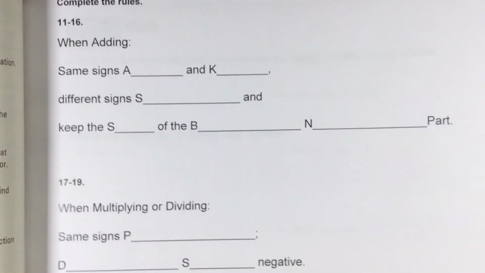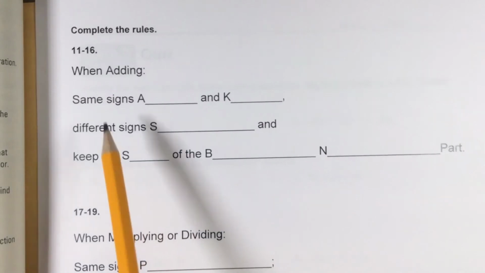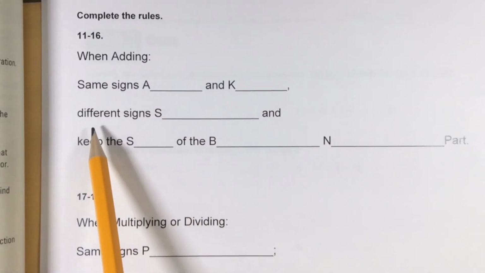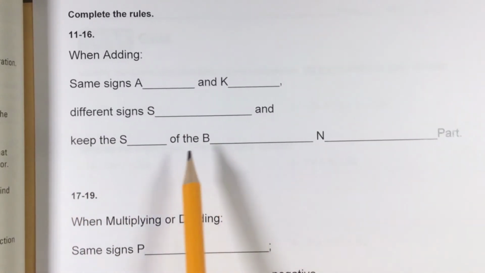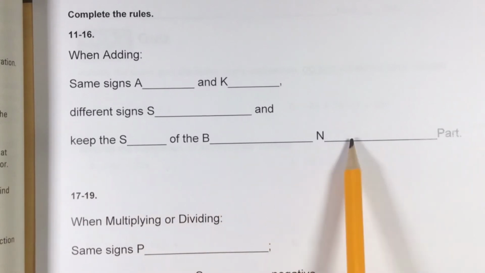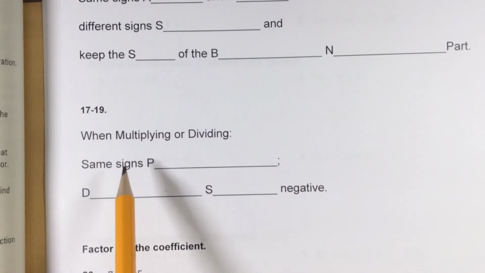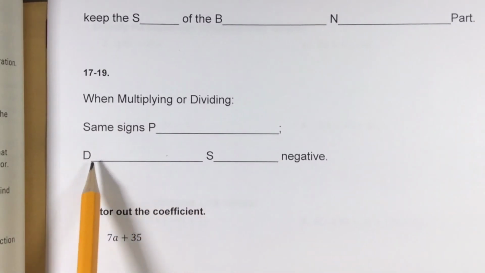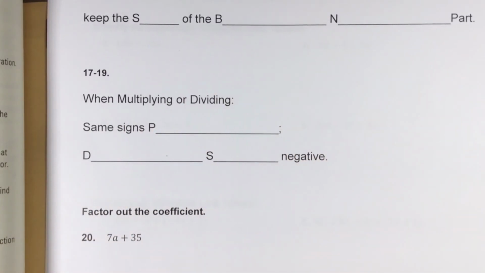On the back, you have to just fill in the blanks here. So, same sign, and then here are the rules that we've been using for this entire time. This is keep the sign of the bigger number part. But you'll have to come up with these. And then for multiplying and dividing, same sign something, blank, blank, negative. So you'll come up with that. Those are the rules we've been using for multiplying and dividing.